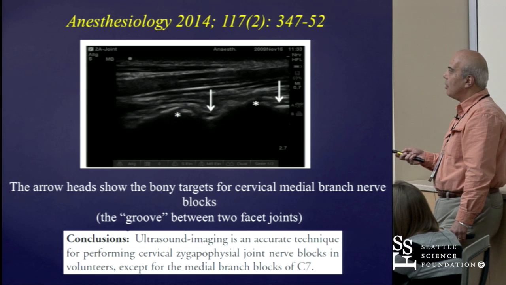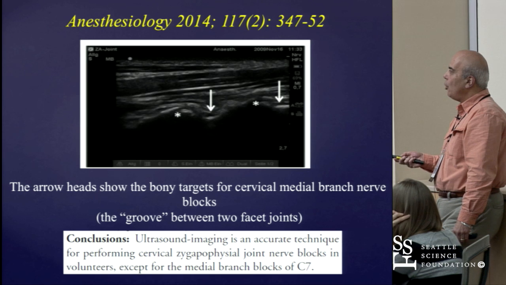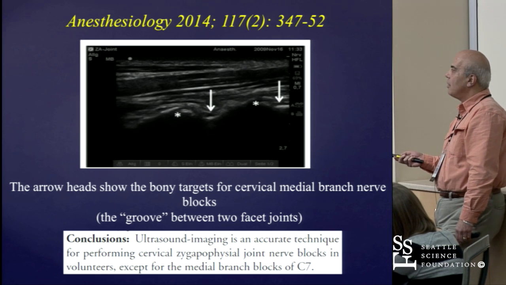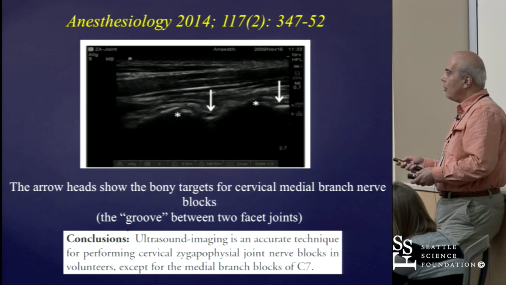This was published in 2014, and they seem to conclude that ultrasound may be an accurate technique to perform cervical facet nerve blocks in volunteers, except for the medial branch blocks of C7. Here you identify with the arrow the bony targets for cervical medial branch nerve blocks, which they label as the groove between two facet joints. And the groove obviously is kind of right over there.